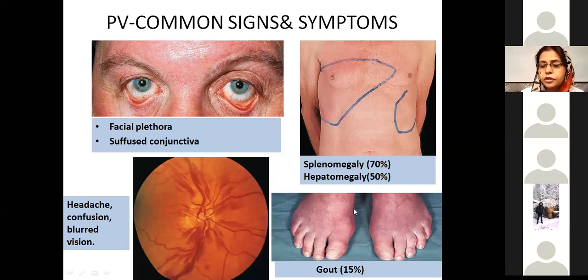Then gout. We know that as the red cell turnover is high, there is increased production of purine, pyrimidine, and which results in increased uric acid production, giving rise to gout, and especially affecting the big toe of the feet. So these are some of the common manifestations of polycythemia vera.